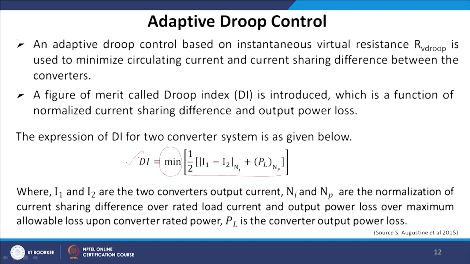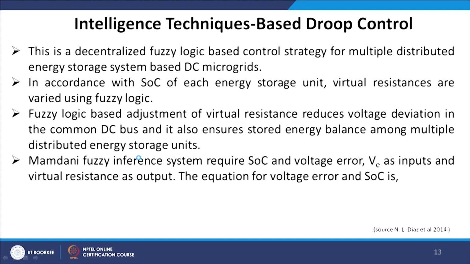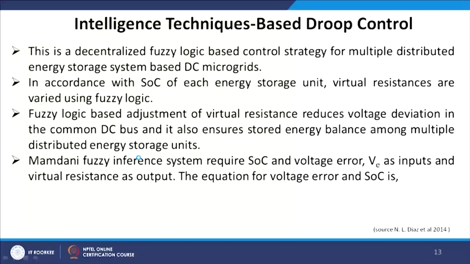Now, a few intelligence technique based droop controls. Over a period of time, like the last decade, intelligence techniques have become very popular. The literature shows that there are a few intelligence technique based droop controls in place. This is a decentralized fuzzy logic based control strategy for a multiple distributed energy storage system based DC microgrid.